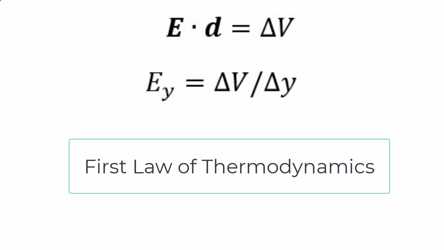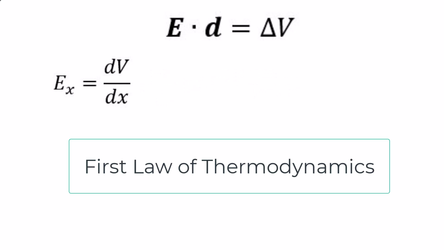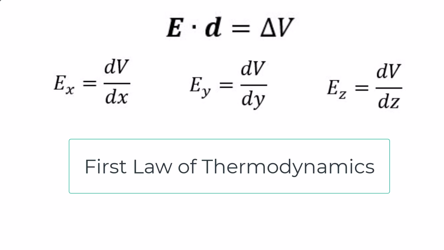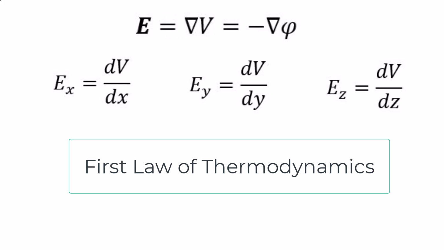If the electric field is constant in, say, the y direction, then you get Ey equals delta V over delta y. If the electric field is not constant, then you get Ex equals dV/dx, Ey equals dV/dy, and Ez equals dV/dz, which is usually written as E equals the gradient of V or the negative gradient of phi, where delta V is the drop in potential and delta phi is the change in potential.